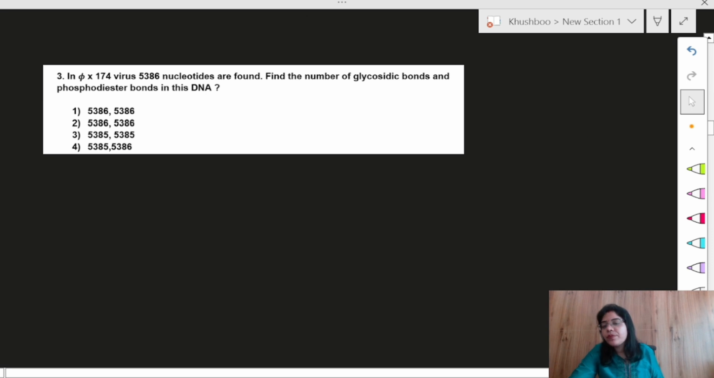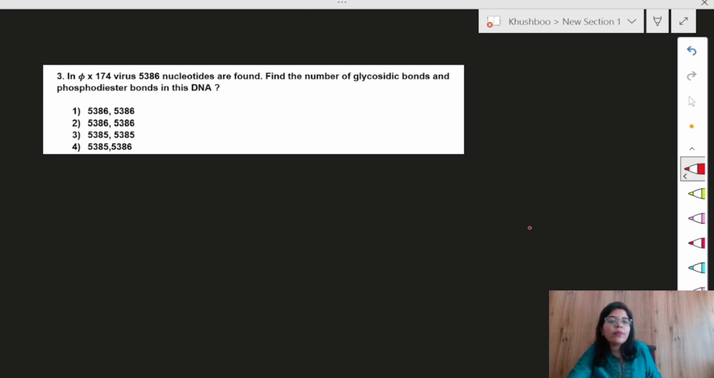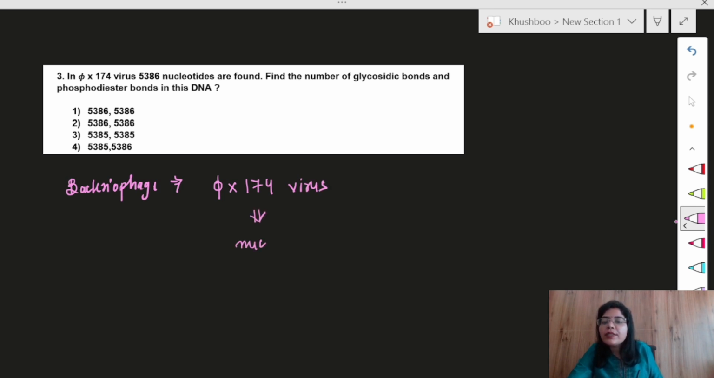Okay, then third question. This is the name of a bacteriophage. There are different types of bacteriophages given in this chapter. So this bacteriophage is φX174. This is a virus. How many nucleotides does it have? In NCERT, there's one paragraph in which they have given the number of nucleotides in E. coli, in this virus, in lambda phage, in the human genome, how many base pairs are there?